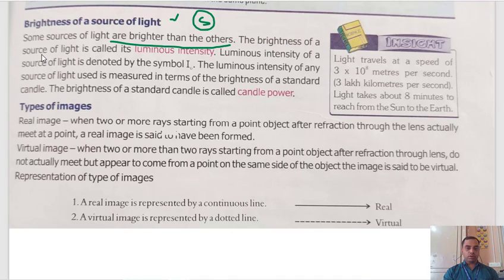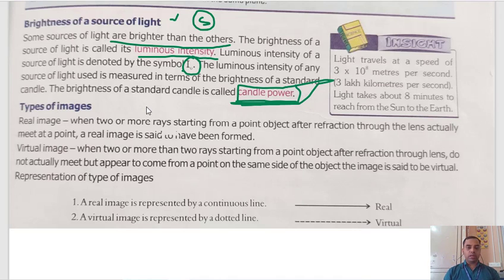The brightness of a source of light is its luminous intensity. How bright the source of light is, that is luminous intensity. Luminous intensity of a source of light is denoted by the symbol I_V. It is measured by a unit called candle power. Remember this one, very very important for your knowledge, and also from the exam point of view.